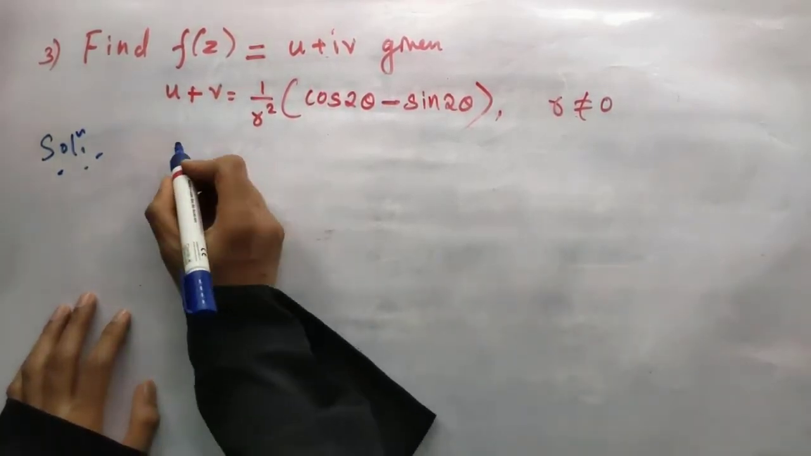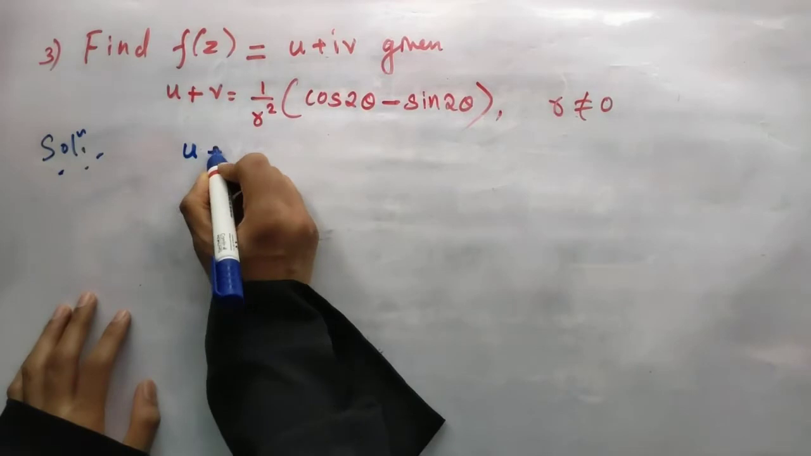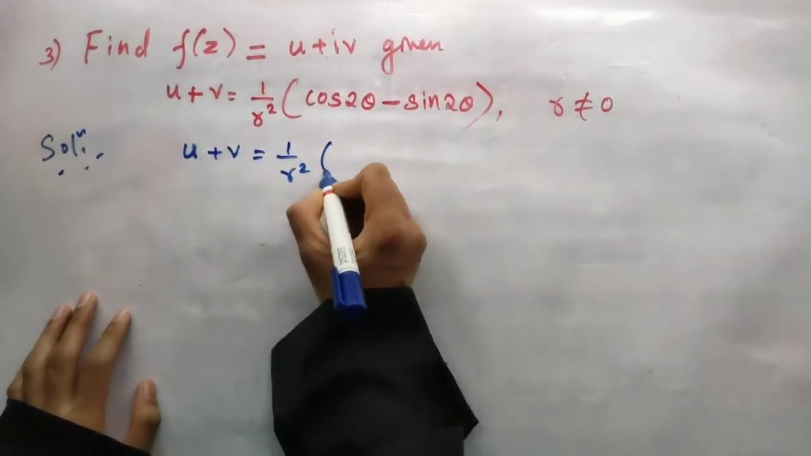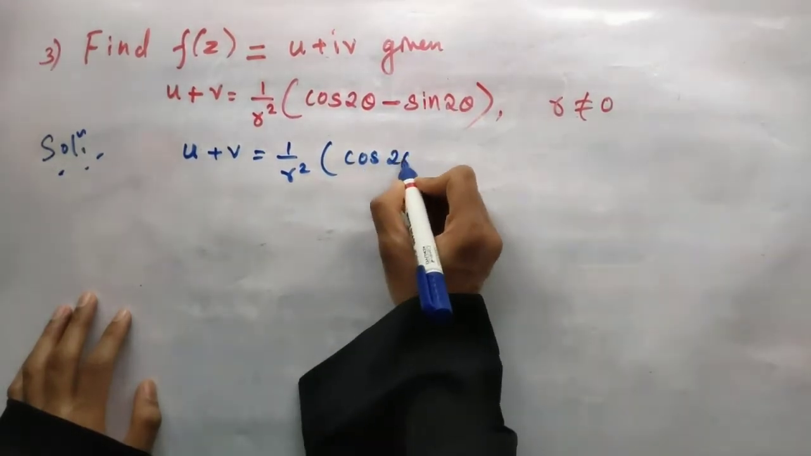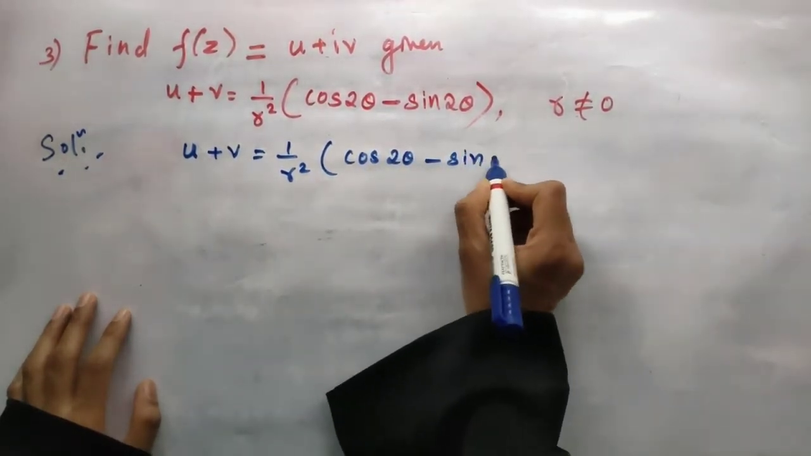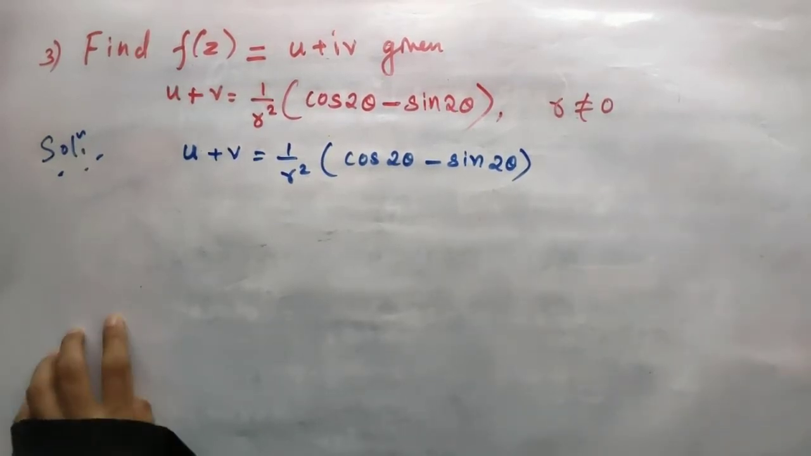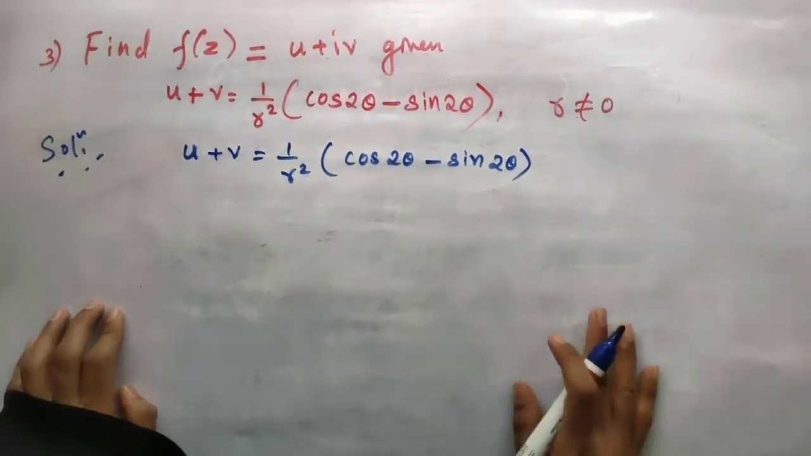So here we are having u plus v, the sum of the real part and the imaginary part, given to us, and we have to construct an analytic function in terms of the polar coordinates. It is the same as what we have done before in Cartesian. Now it's in polar. That's not that difficult.